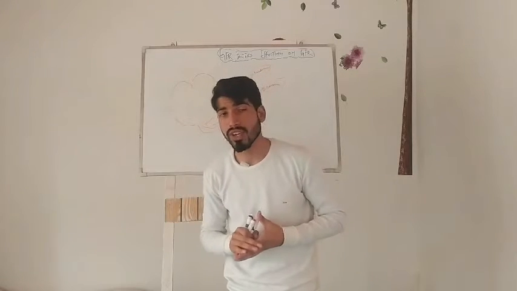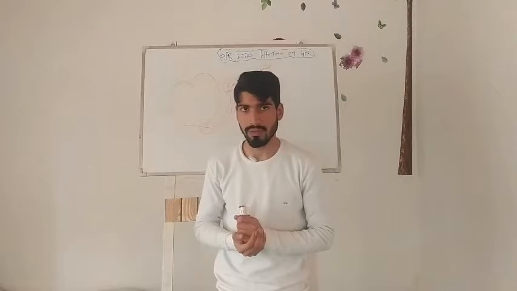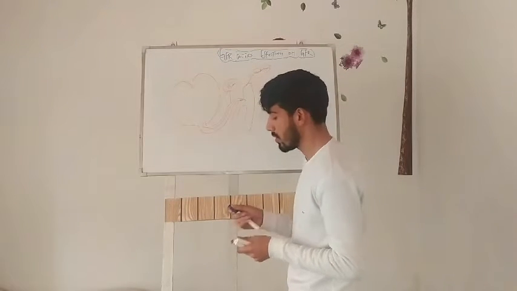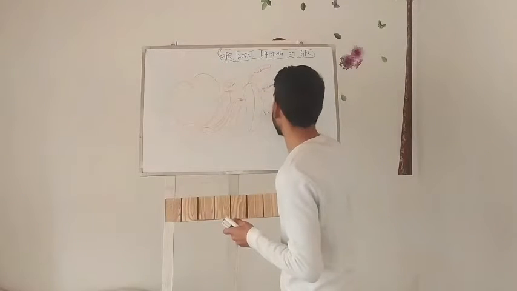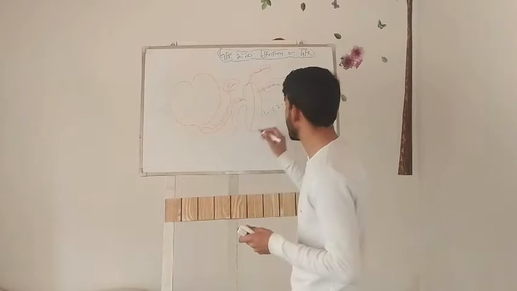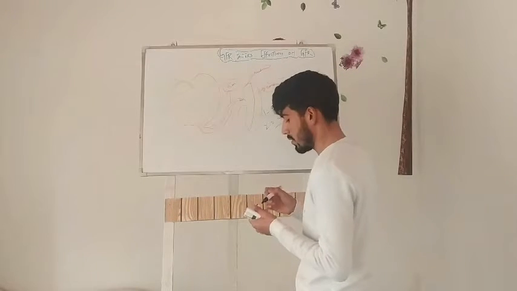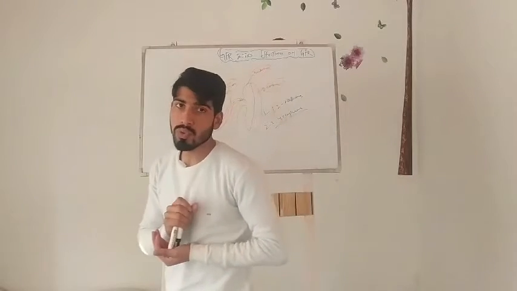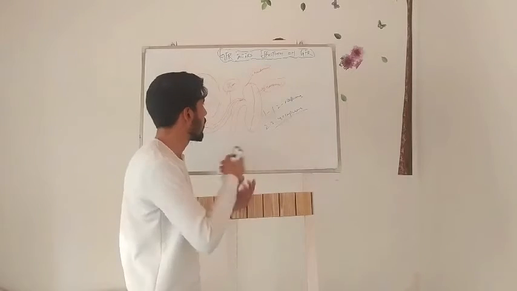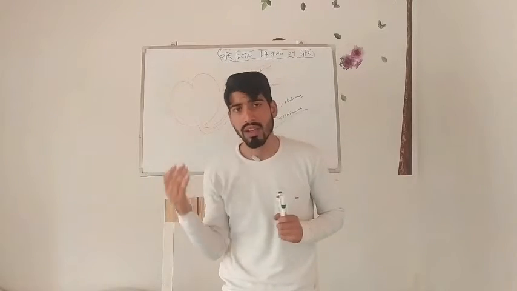The functional unit of the kidney is the nephron, which filters the blood and produces the waste material, or produces the urine. In one kidney there are present 1 to 1.2 million nephrons, and in both kidneys there are present 2 to 2.4 million nephrons. With the help of nephrons, our kidneys produce the urine.